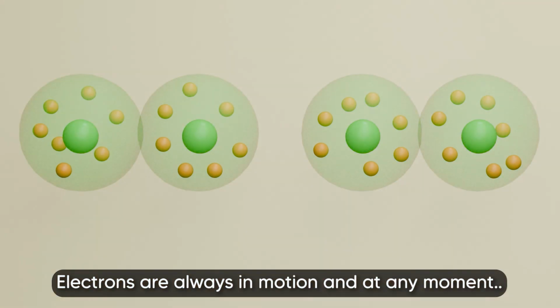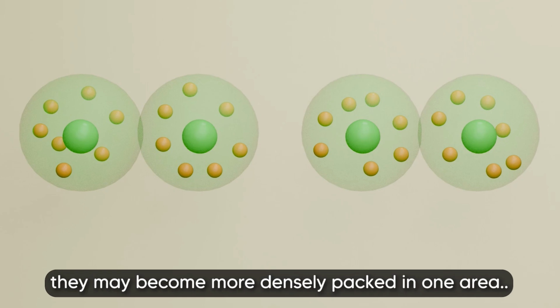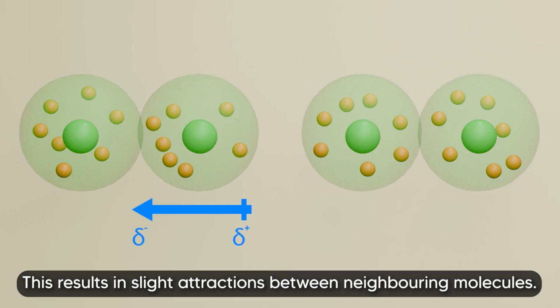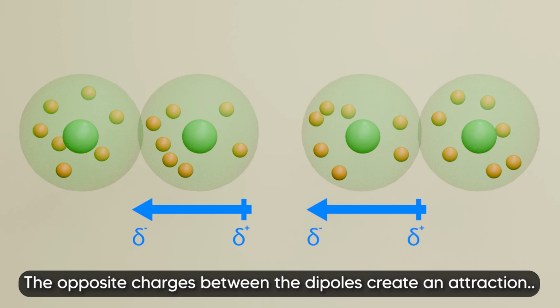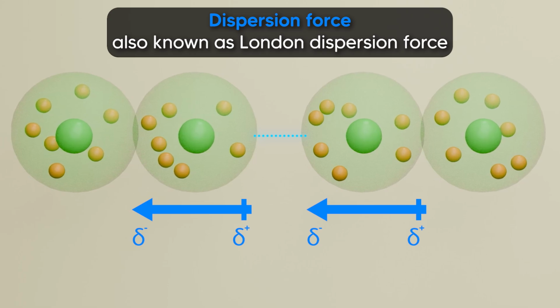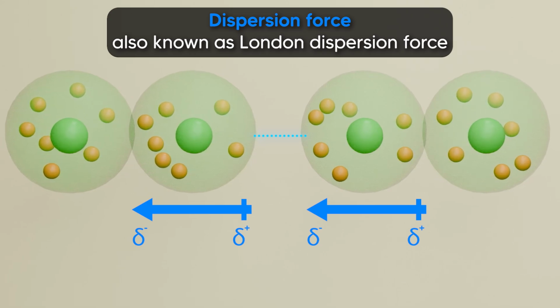Electrons are constantly in motion, and at any given moment, they may become more densely packed in one area, creating temporary dipoles. These dipoles result in slight attractions between neighboring molecules. The opposite charges between the dipoles create an attraction called a dispersion force. Since these forces are weak, it requires little energy to overcome, which is why chlorine has such a low boiling point.